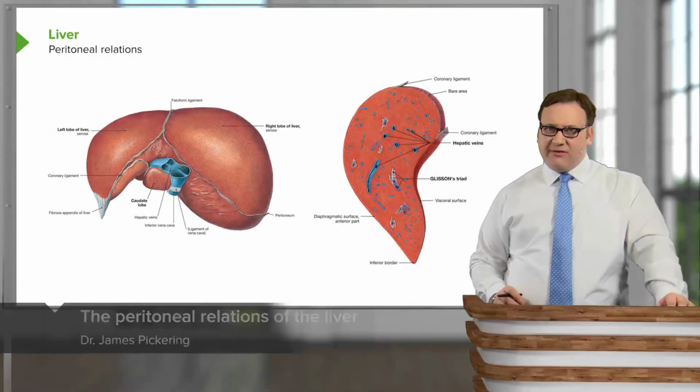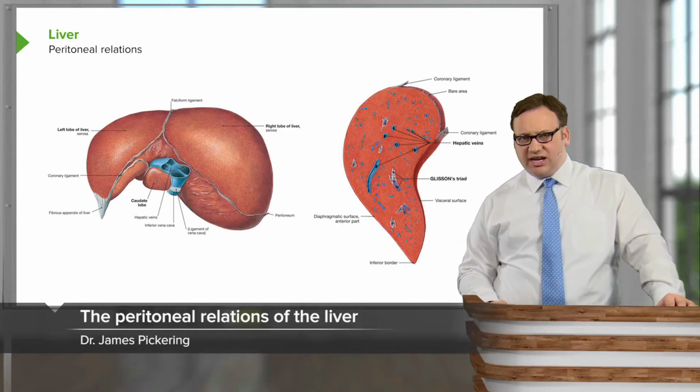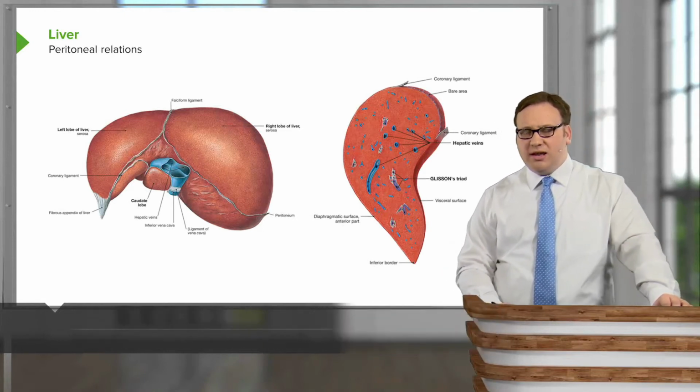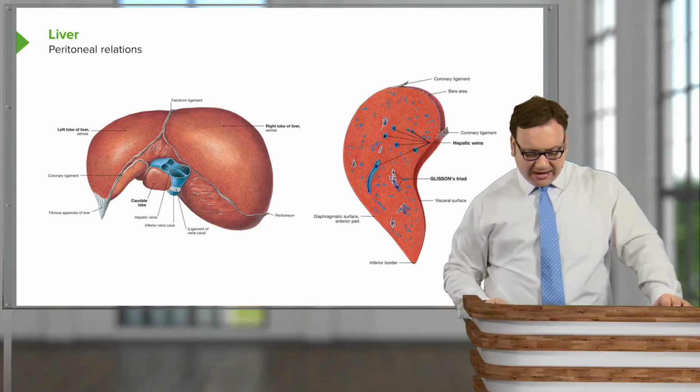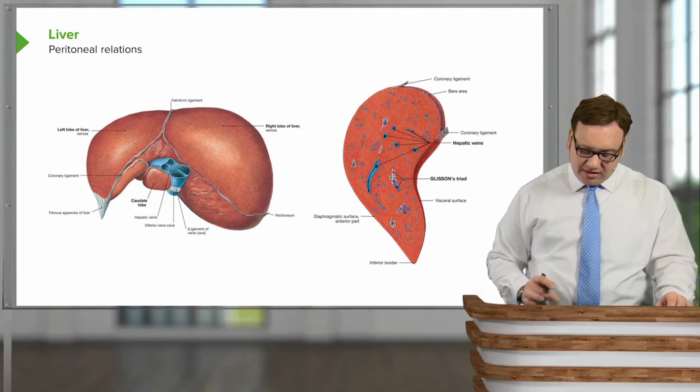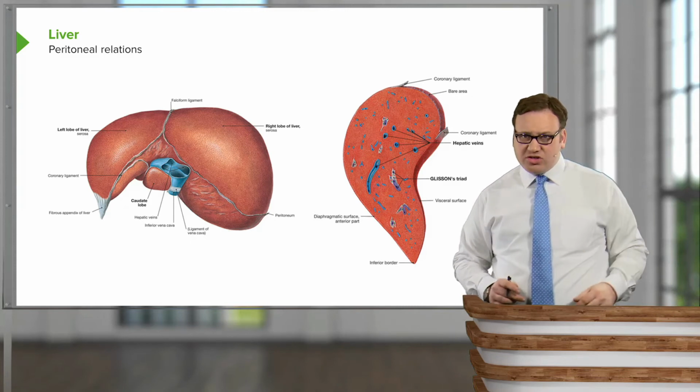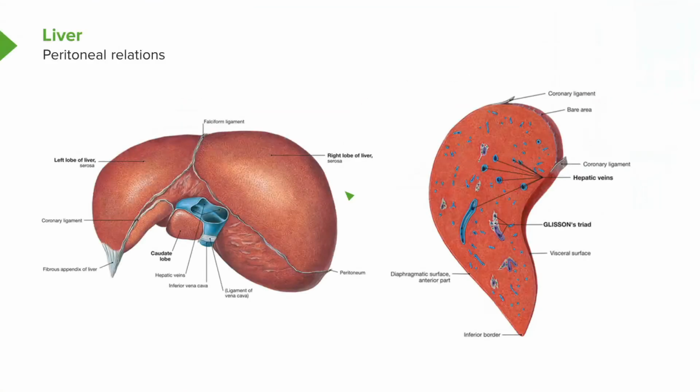If we move on to the peritoneal relations associated with the liver, these are important in enabling the liver to be suspended from the diaphragm. If you remember, this is a superior view looking down onto the liver. Then this is posterior here, this is anterior here. Then again, we've got these layers of peritoneum that are running along the surface. So we've got visceral peritoneum running along the surface.